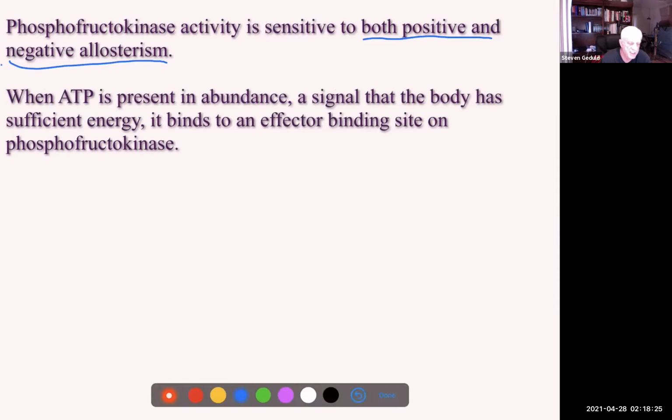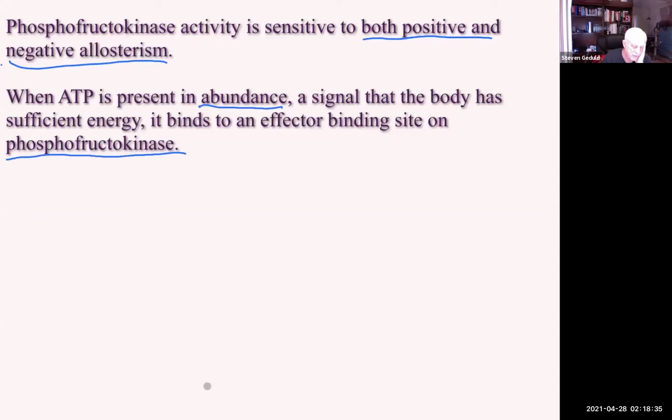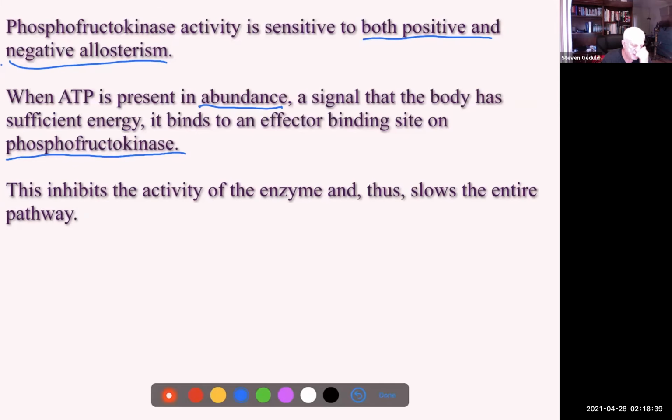Okay? So when ATP is present in abundance, a signal that the body has sufficient energy, it binds to an effector binding on phosphofructokinase, and it's going to shut it down. Okay? This inhibits the activity of the enzyme and slows down the entire pathway because you already have enough energy. You don't have to transfer the phosphate groups to keep that energy going.